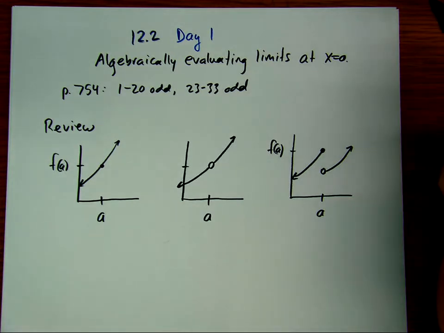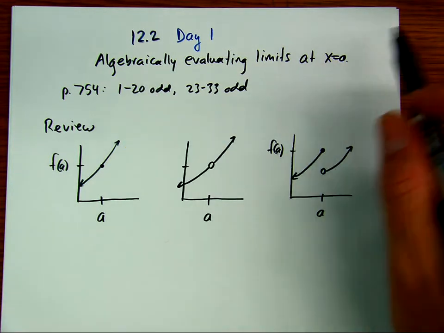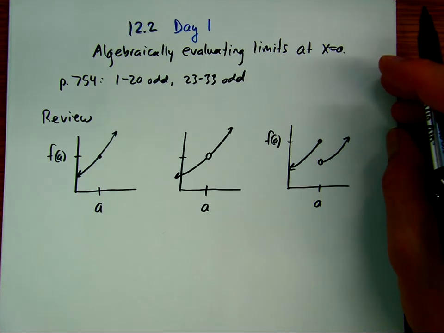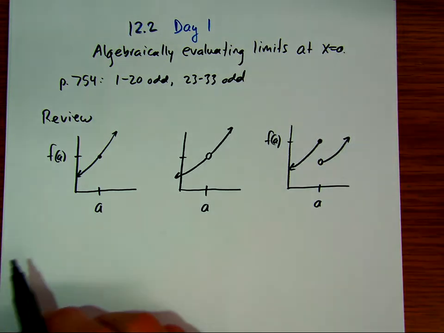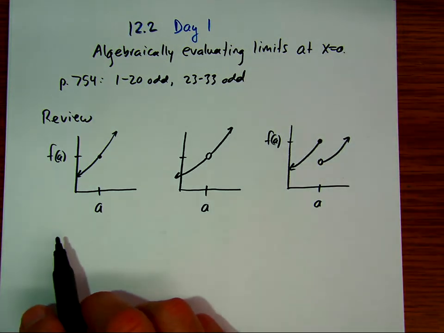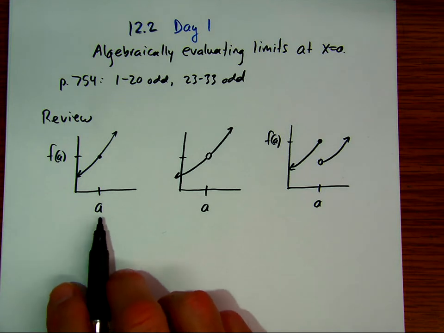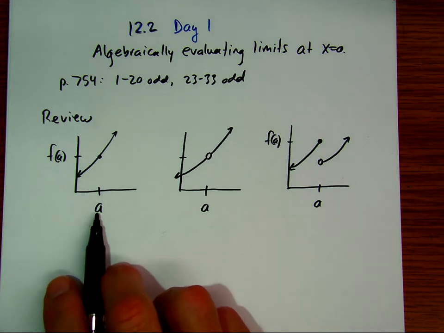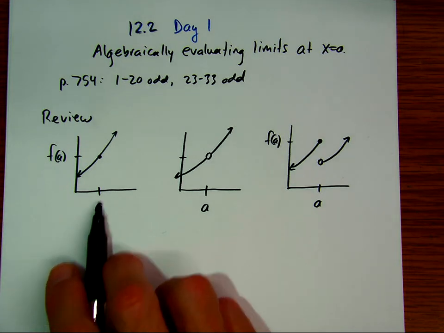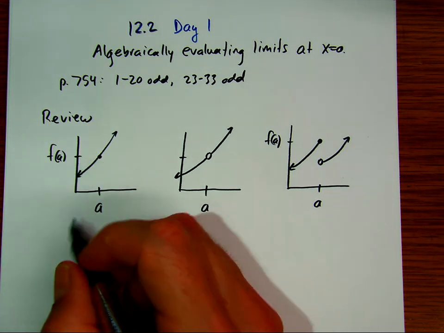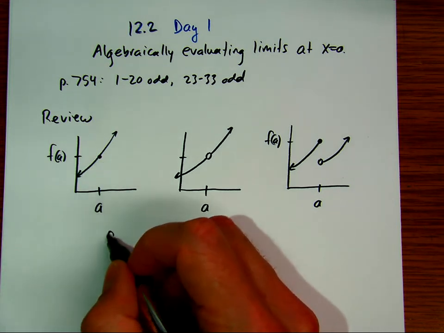Today we'll look at ways to evaluate limits algebraically, so without a graph or a table. And let's review the difference between a function value and a limit. So here the function value at a exists, and it's right here. So we could say that f of a exists.